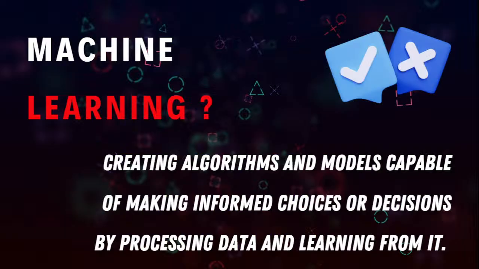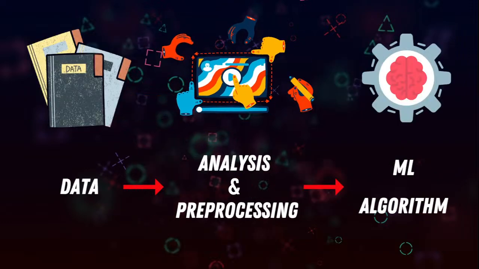So starting with machine learning, what does machine learning mean? We now know that machine learning is a tool which is required for data science, right? So talking about machine learning, it is the creation of algorithms and models which are capable of making informed choices or decisions by processing data and learning from it. So if you give your data, machine learning has something known as algorithms and models, both are the same, a term to define both. Okay, so if you give your data, it will learn from it.